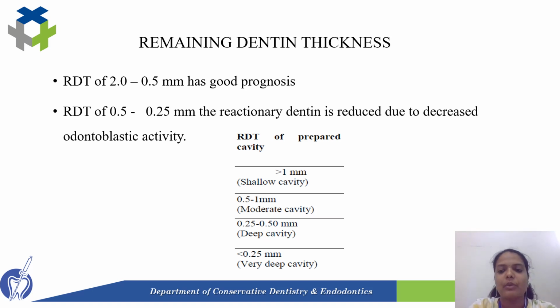Remaining dentin thickness. What is remaining dentin thickness? It is the amount of dentin that is present between the floor of the cavity and the pulp chamber. The amount of dentin remaining between the floor of the cavity preparation and the pulp chamber is called remaining dentin thickness, and ideally it should have a minimum thickness of 2 millimeter up to 0.5 mm. It means there is a good prognosis. Whereas whenever the remaining dentin thickness becomes less than 0.2 or 0.5 mm, then reactionary dentin is reduced due to the decreased odontoblastic activity.